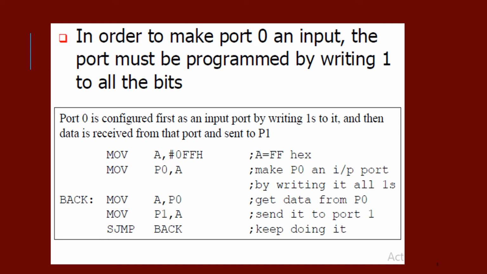Now I have written the instruction MOV A, P0. So now P0 is containing all ones, that is once again copied into the accumulator, and the next instruction is MOV P1, A. So whatever in A we have collected, that is transferred to port 1. So now port 1 also has all the bits made 1 1 1 1 1 1 1 1, and the last instruction is SJMP back. So remain in the loop with the same combination.